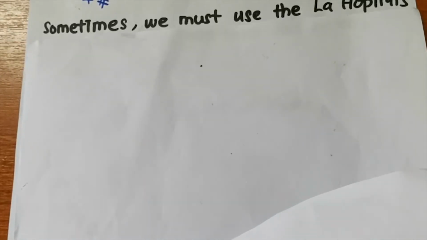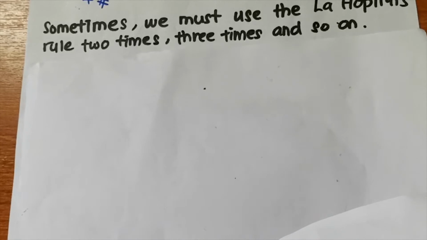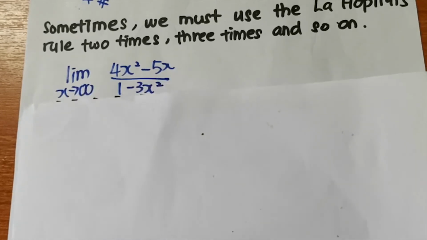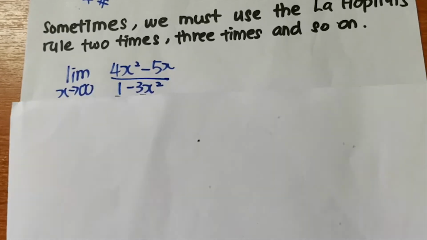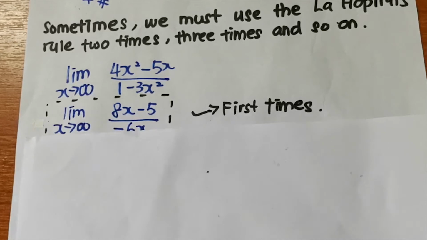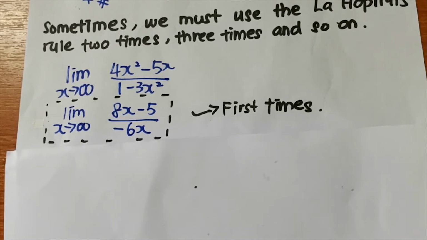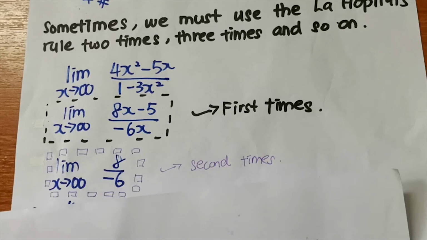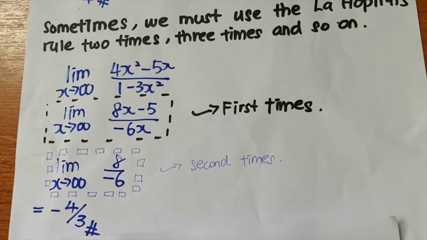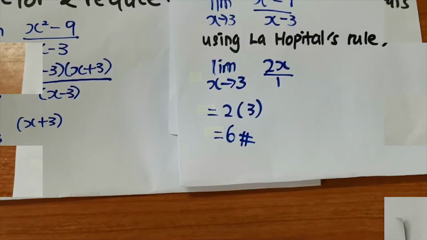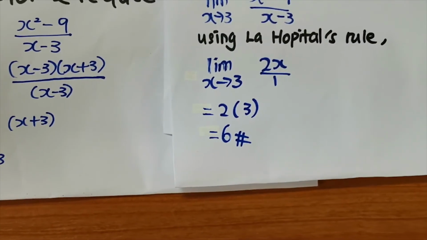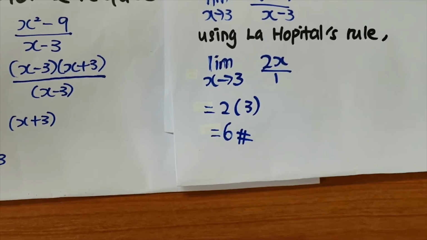Sometimes, we must use L'Hospital's rule 2 times, 3 times, and so on. This one is the example question. We do the differentiation the first time, but still cannot solve the question. So, we must do it a second time. And finally, we will get the answer. Actually, there is the same question but using a different method. You can compare it.